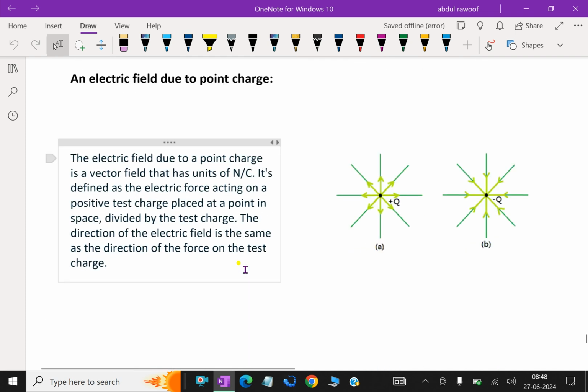Next is the electric field due to a point charge. An electric field due to a point charge is a vector field that has units of newton per coulomb. It's defined as the electric force acting on a positive test charge placed at a point in space divided by the test charge. The direction of the electric field is the same as the direction of the force on the test charge.